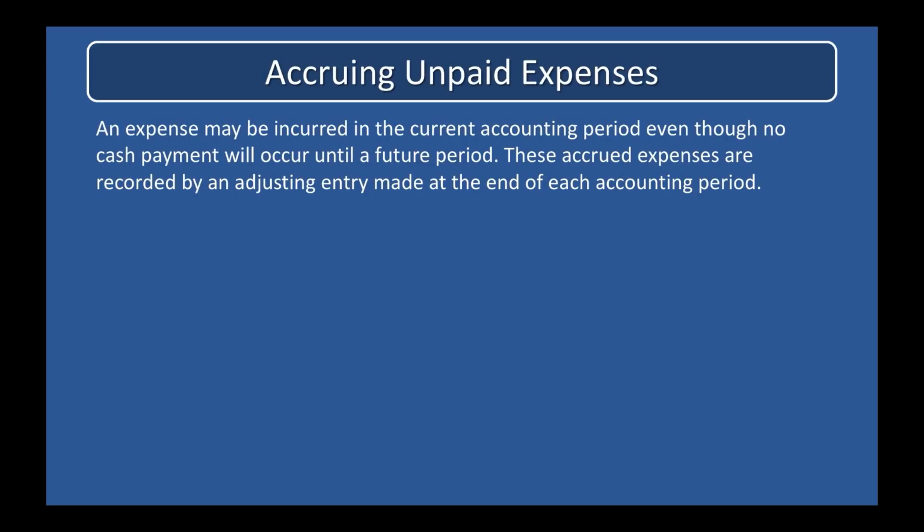An expense may be incurred in the current accounting period even though no cash payment will occur until a future period. These accrued expenses are recorded by an adjusting entry made at the end of each accounting period. The adjusting entry is recorded by debiting the appropriate expense account, for example, interest expense or salary expense, and by crediting the related liability, for example, interest payable or salaries payable.